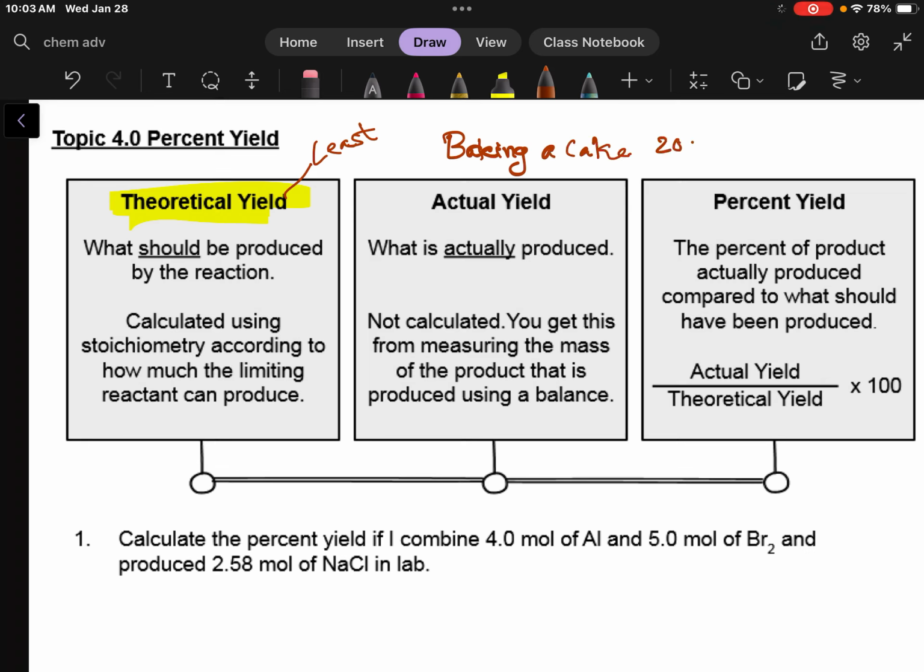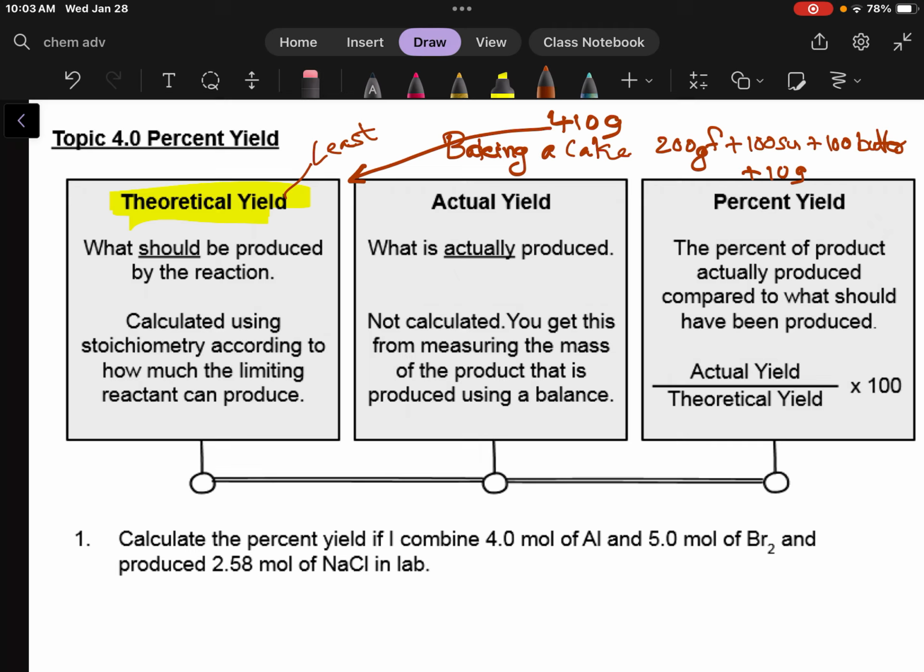and your mom gives you all the ingredients like maybe 200 gram of flour, 100 gram of sugar, 100 gram of butter, and maybe 10 gram of other ingredients. So the theoretical yield for that, you are adding all of this, and your cake must weigh 410 gram. That is the theoretical yield.